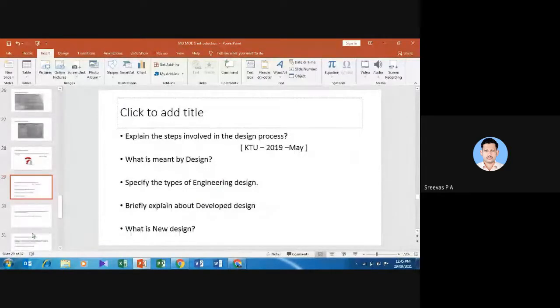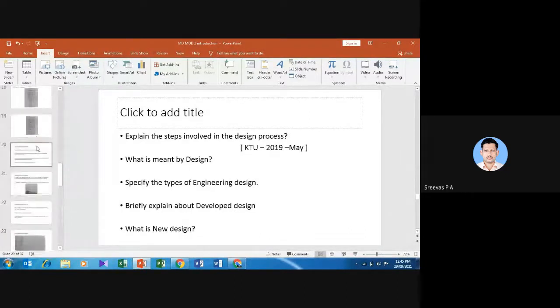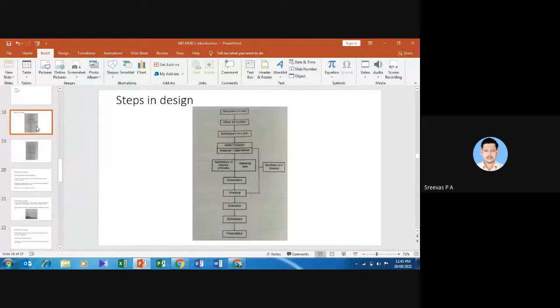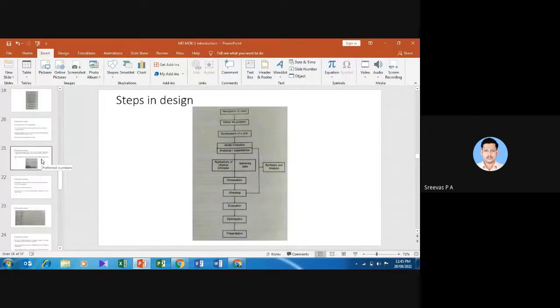So explain the steps involved in the design process that we have discussed in previous classes. That also arose in the 2019 May question paper. So you have to draw the schematic diagram: recognition of need, definition of problem, development of plan, synthesis and analysis, checking, evaluation, optimization, presentation, all these things, and just comment on this.